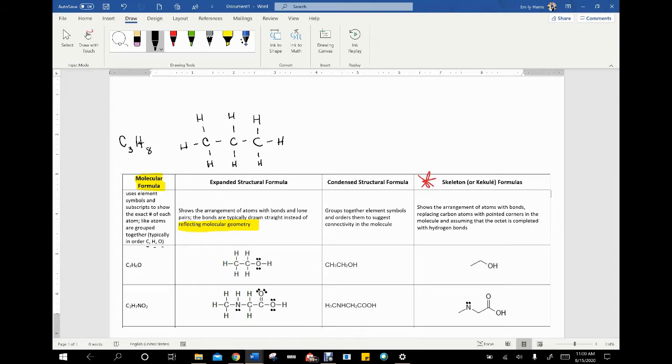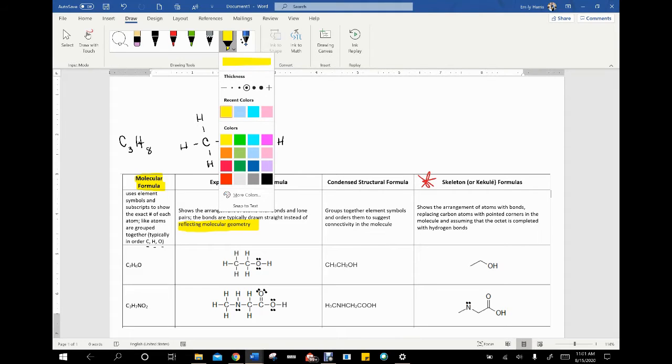Now, the condensed structural formula is kind of a combination of the molecular and the expanded structural formula. What it does is it only lists element symbols and subscripts, but it groups them together so that you can get a hint at the connectivity within the molecule. For the condensed structural formula, we're going to start at the left of the molecule and work our way to the right by breaking it up into pieces.